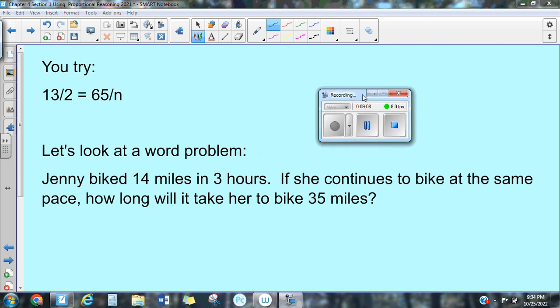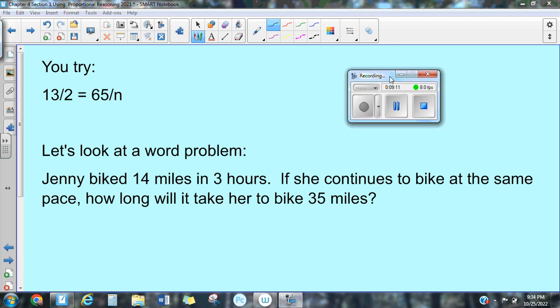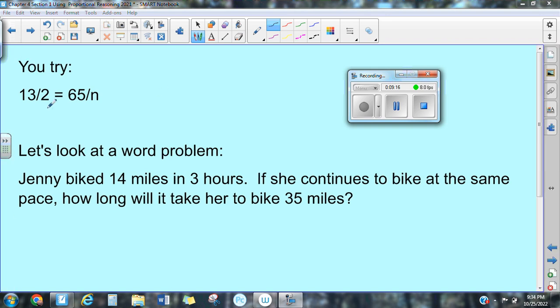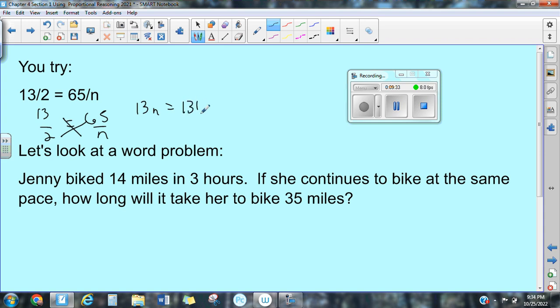Okay, so go ahead and try this problem here. 13 divided by 2 equals 65 over n. Using cross multiplication, 13 times n is 13n, and that will equal 65 times 2, which is 130. And to get n by itself, to solve for n, we will undo multiplication using division. And 130 divided by 13 gives us a value of 10 for n.